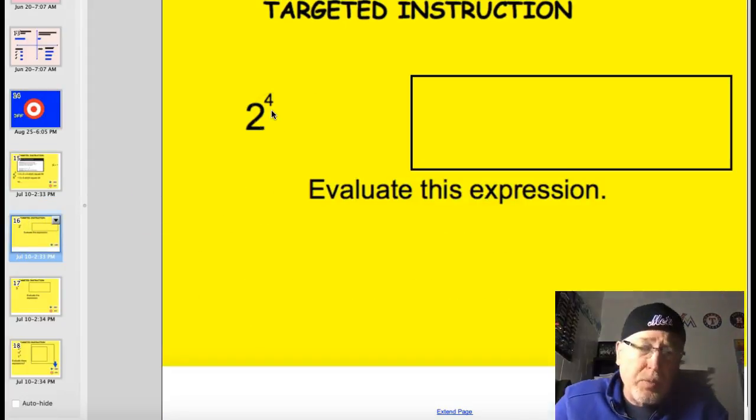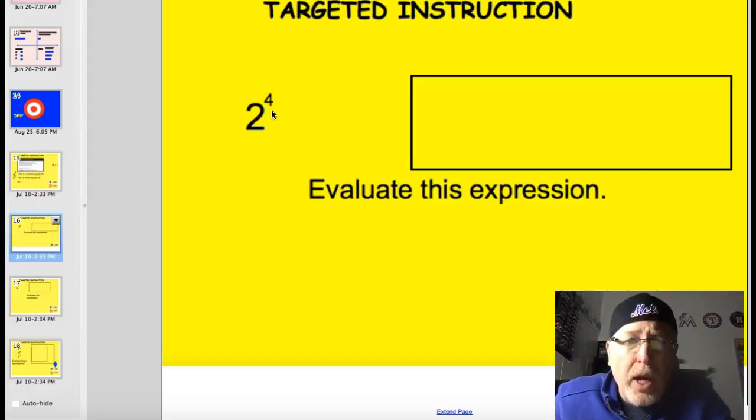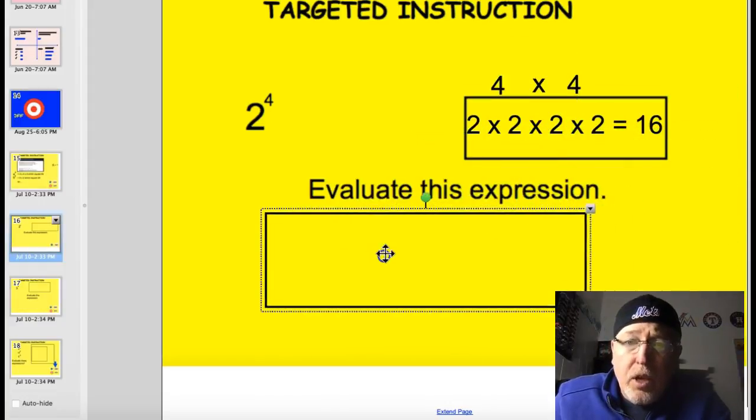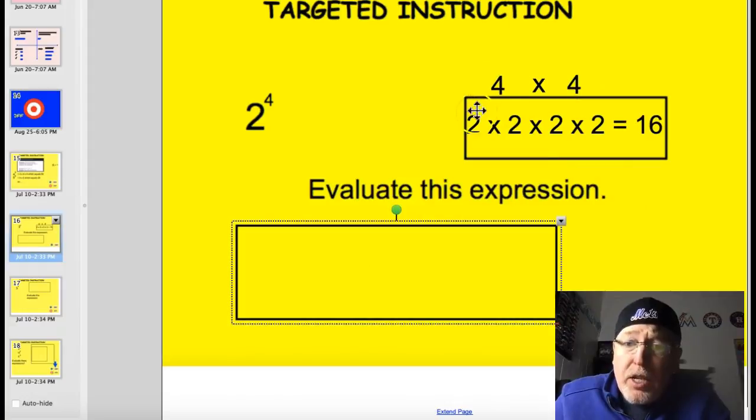We have this simple expression, 2 to the 4th power. Go ahead and see if you can figure out what it is. You don't need to write it down. Just try to do it in your head or use a calculator. All right. Well, 2 to the 4th is 2 times 2 times 2 times 2, which is 16.